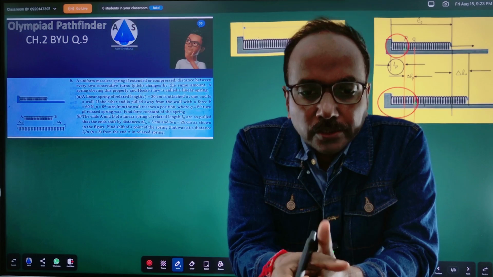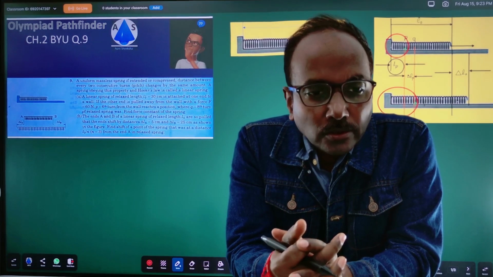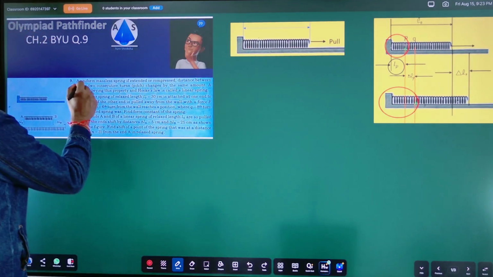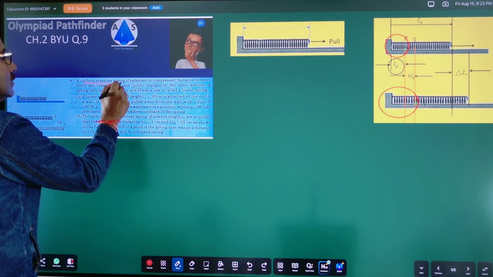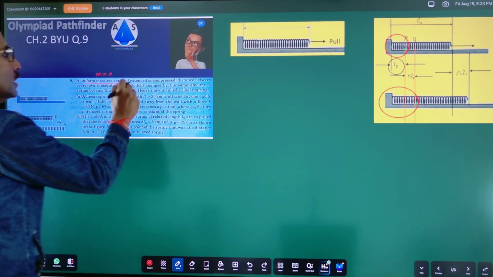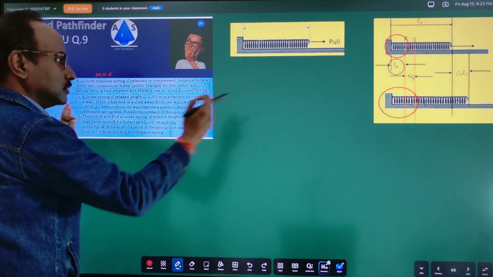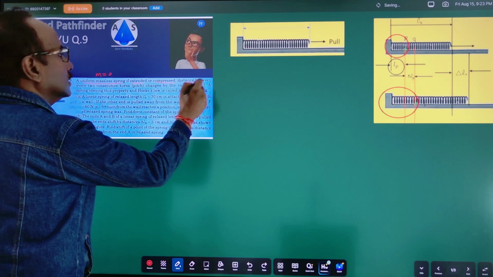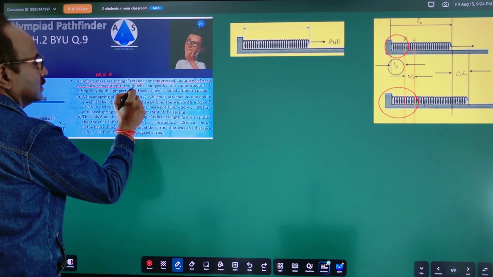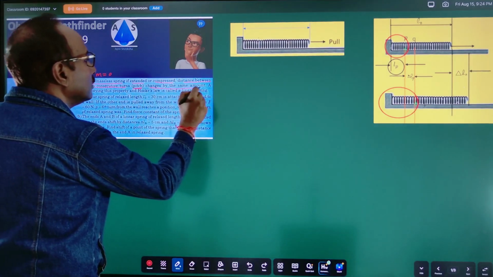Let us see this question and we'll solve it. The question is: a uniform massless spring, mass is zero. If extended or compressed, the distance between every two consecutive turns, that is called pitch, changes by the same amount.